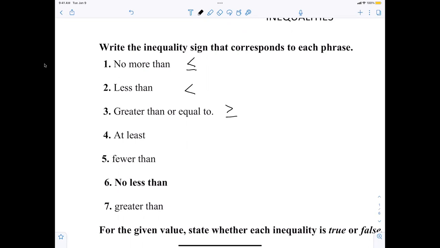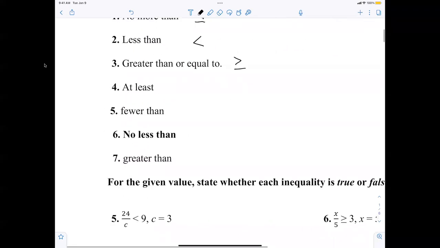Now, if you are at least, Nora. If I'm at least, just tell me what the inequality symbol is. If you're at least, you're greater than or what? Equal to. So I want you to just tell me it's greater than or equal to. Right? Greater than or equal to. That's what we want.